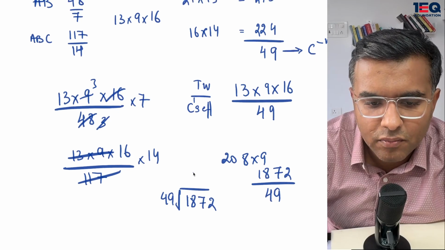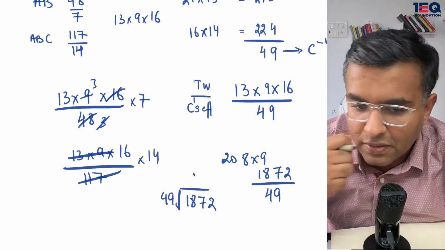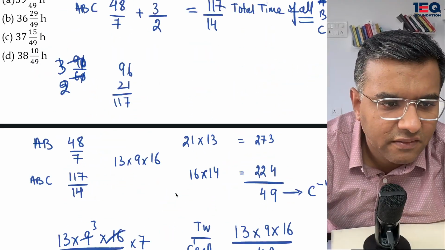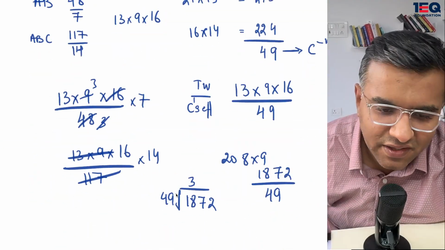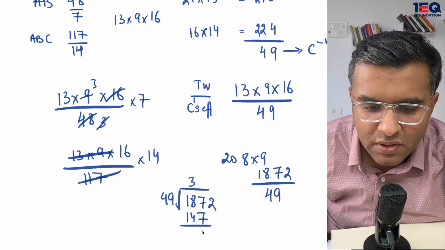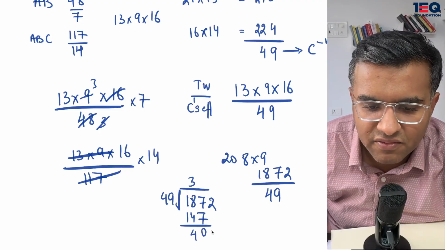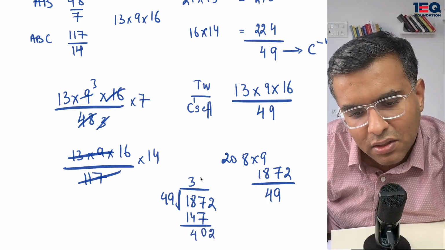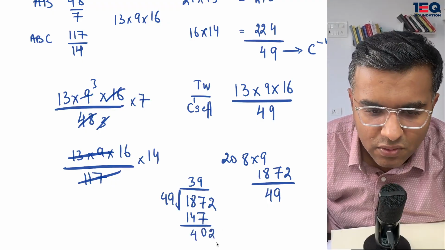49 × 3 is a, do I have anything starting with 3? I have everything starting with 3. Okay, 3 × 9 is 27, 3 × 4 is 12, 12 plus 2, this is 147. This would give me a 0 and this would give me a 402. This would go at 9.